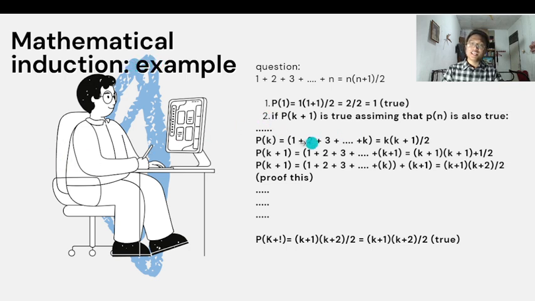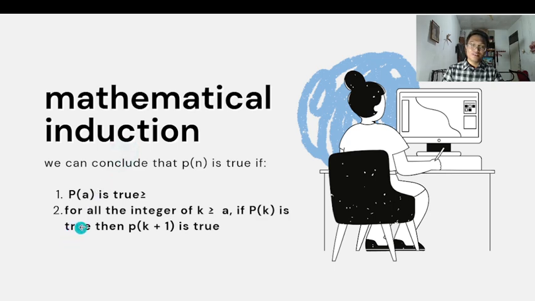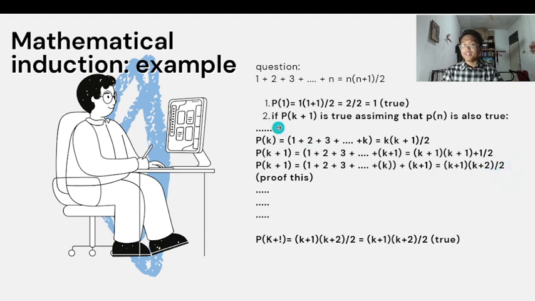And then for the second step, for all integers k greater than or equal to a, if Pk is true, then Pk plus 1 is also true. Here we do it: if Pk plus 1 is true, assuming that Pn is also true. Here we will use it. Pk is equal to this equation here, k times k added by 1 divided by 2.